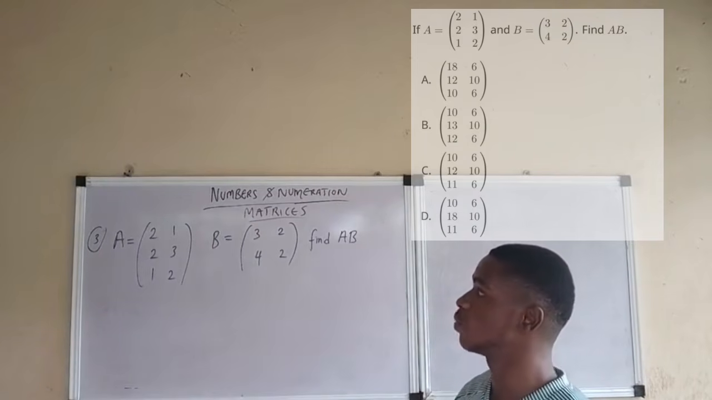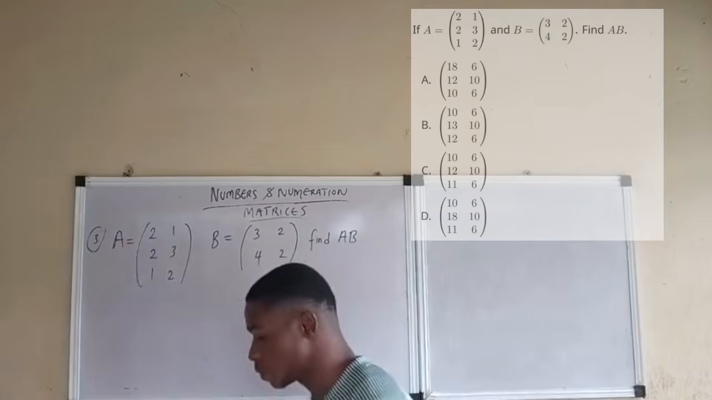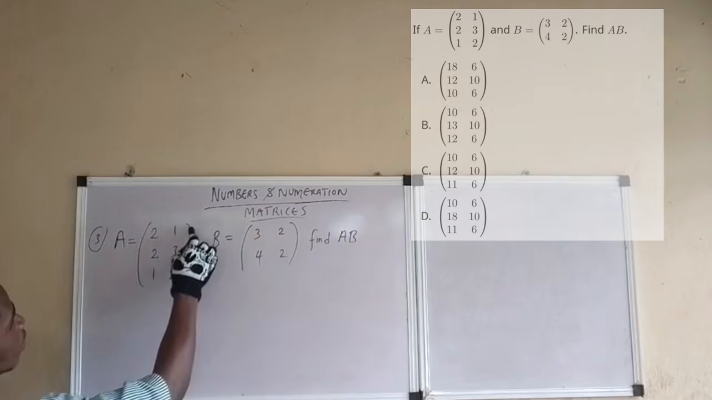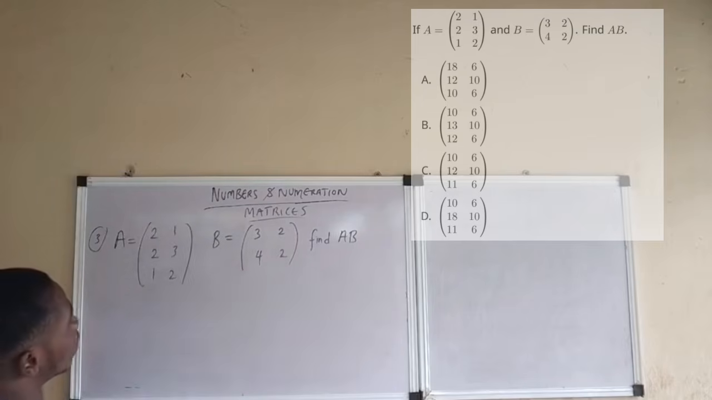Now, how do you find the product of such matrices? It's very easy. You are going to multiply row by column. So I'm multiplying matrix A with matrix B, and to do that, you use each row in matrix A to multiply each column in matrix B.